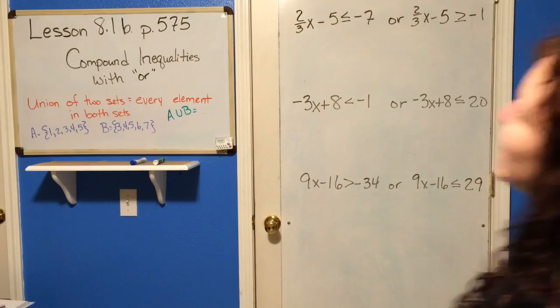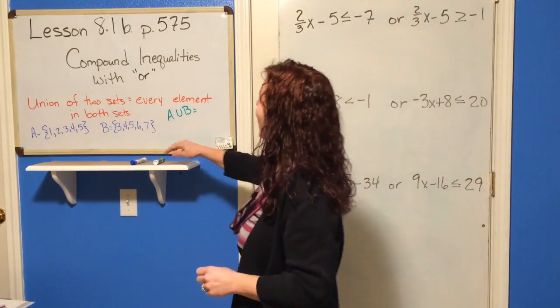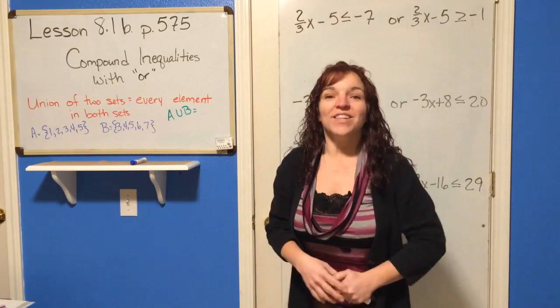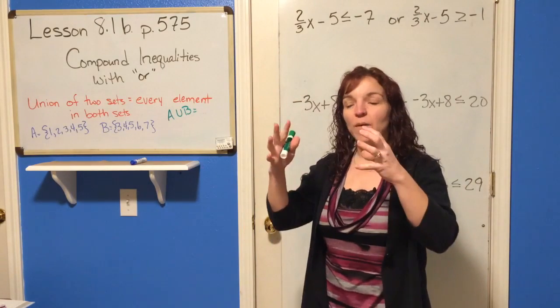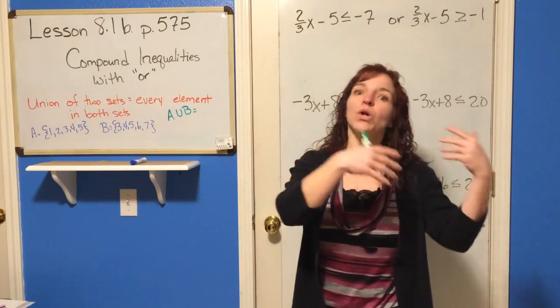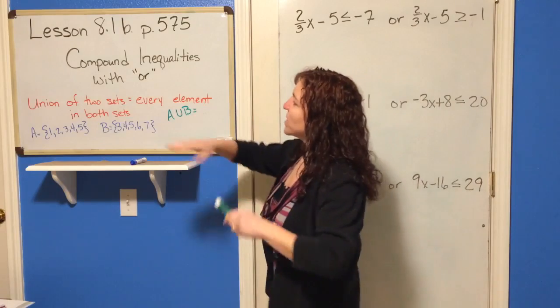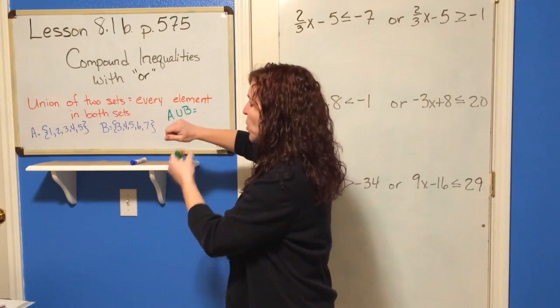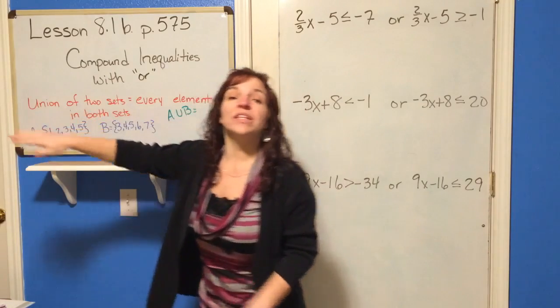Here we go, second half of section 8.1. We're doing compound inequalities, this time with or. So compound inequalities are greater than this and this, or greater than this or less than this. So today we're going to work with or, which means we're going to use what's called a union.